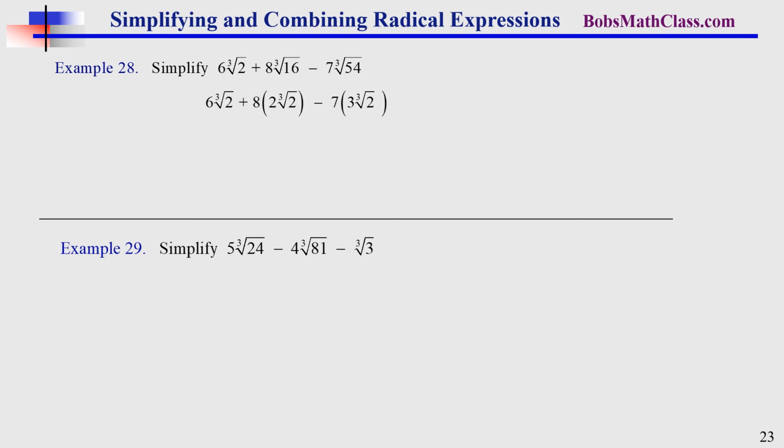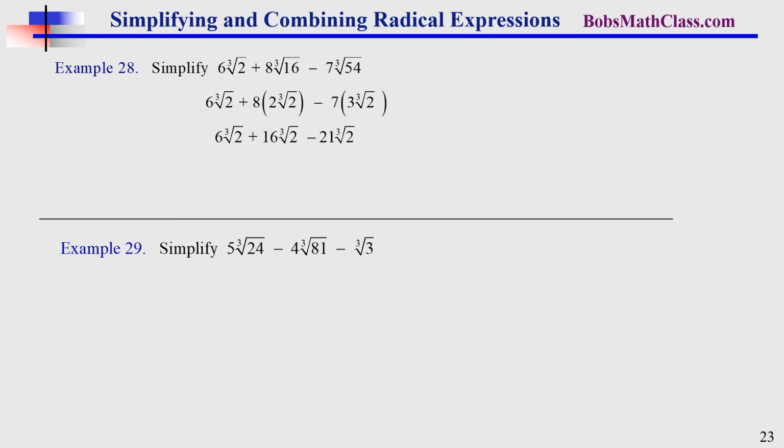So the first term doesn't change. The second term, we have the 8 in front, and you bring out a 2, and there's still a 2 left inside. Here I use parentheses. If you want to just use a dot, that's fine. It's totally up to you. In the last term, you could bring out a 3, because there are 3 3's, and then a 2 stays inside. So now multiply the 8 times 2 in the middle term, and the 7 times 3 in the last term.